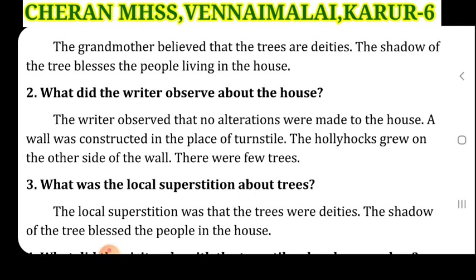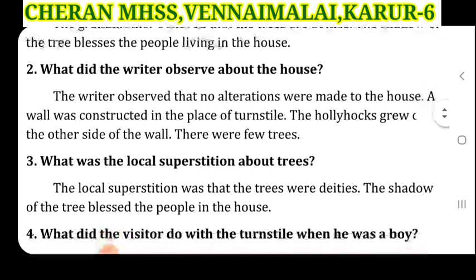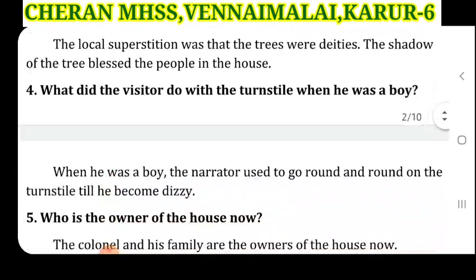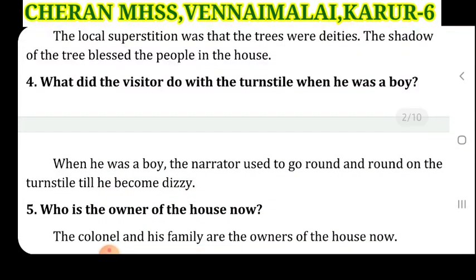There were few trees. Third one, what was the local superstition about trees? The local superstition was that the trees were deities. The shadow of the tree blessed the people in the house. Fourth one, what did the visitor do with the turnstile when he was a boy? When he was a boy, the narrator used to go round and round on the turnstile till he became dizzy.